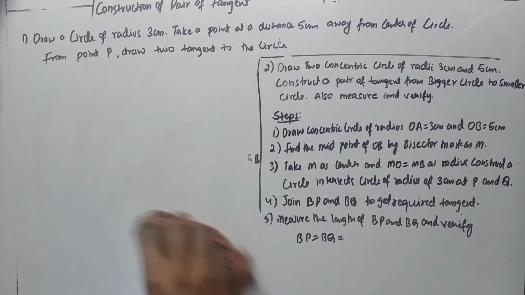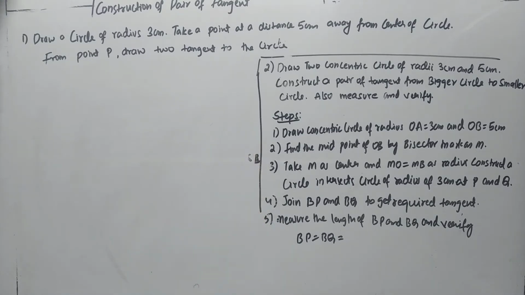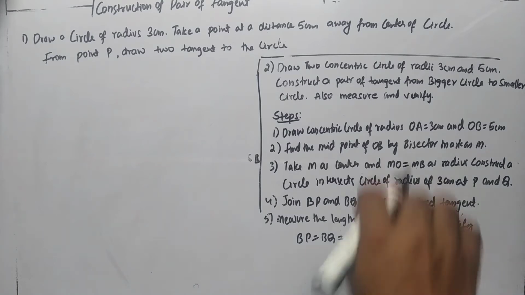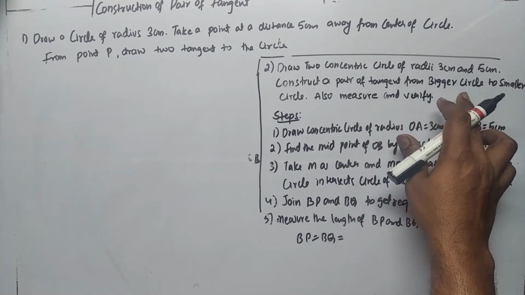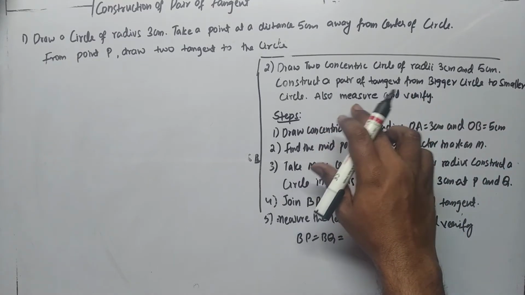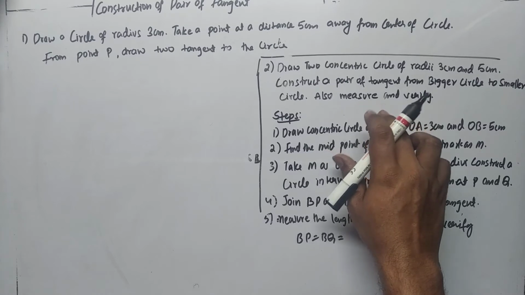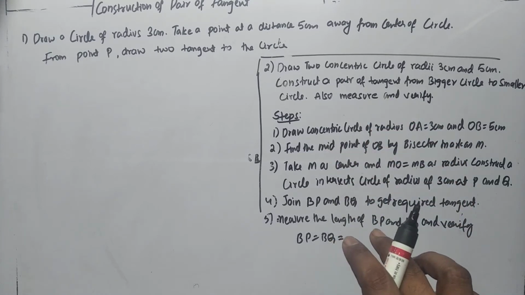See, at the right side I wrote a second question. The question is saying that you draw two concentric circles of radius 3 and 5 centimeter. So construct a pair of tangents. You have to construct a pair of tangents from the bigger circle to the smaller circle, and also you have to measure the distance and verify.